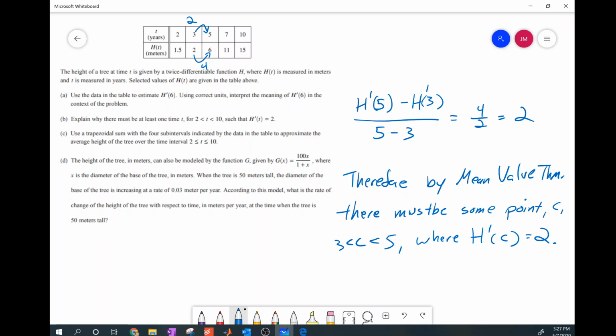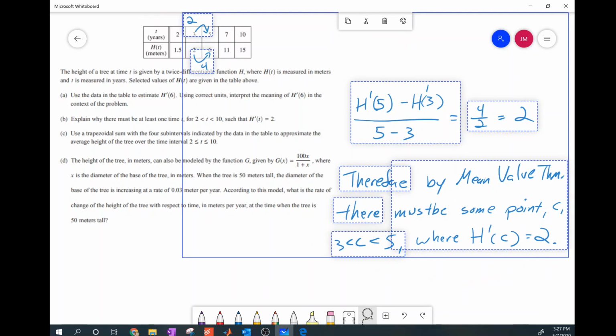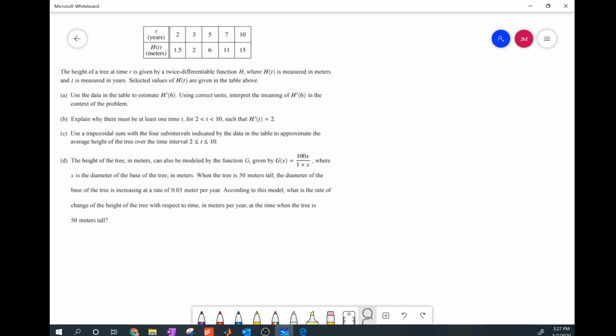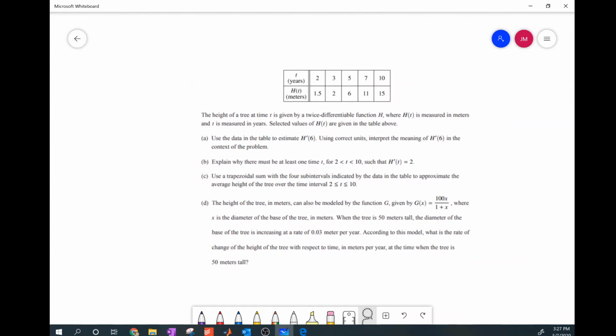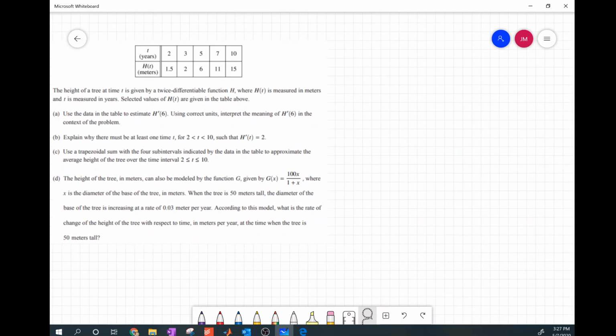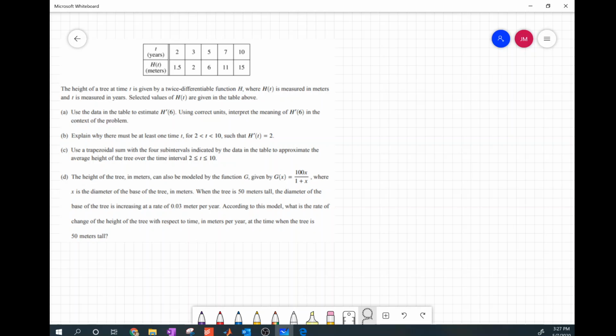So let's check question C. Question C: use a trapezoidal sum with 4 subintervals indicated by the data in the table to approximate the average height of the tree over the time interval 2 ≤ t ≤ 10. Alright, so we're going to be doing a trapezoidal sum. I'm going to try to give myself some space here because they take up some space. There we go.